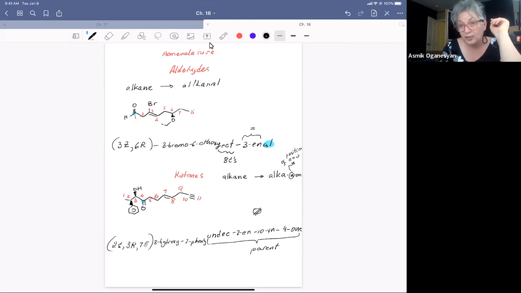In ketones, the isomerism comes from the position of your carbonyl. So these two carbonyl compounds are going to be constitutional isomers.